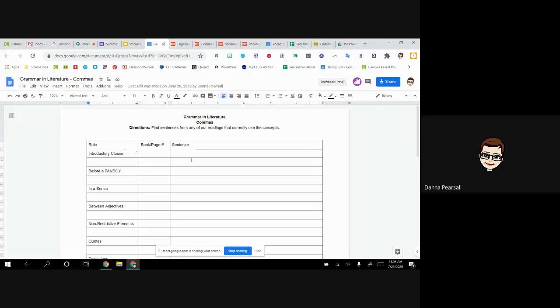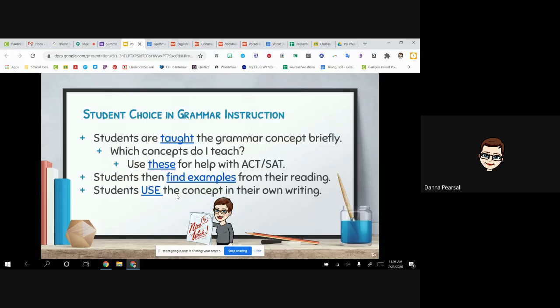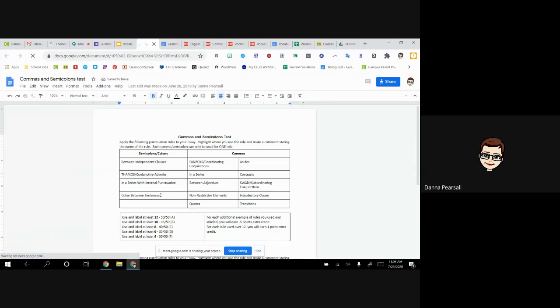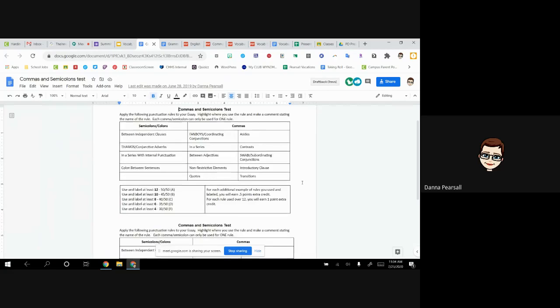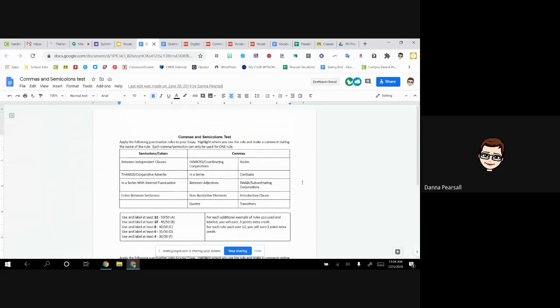So anyway, they find that, however many examples you want them to find, it's up to you. So they find it in their reading. Then they're going to use the concept in their own writing. So what I have linked here, I created this for an AP English 12 class. So there are way more concepts on this one sheet than I would probably assess for any other grade level or class.